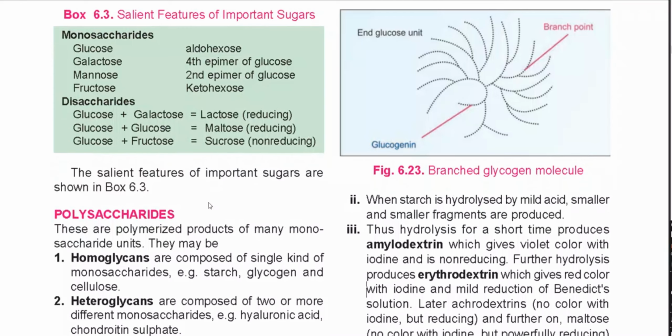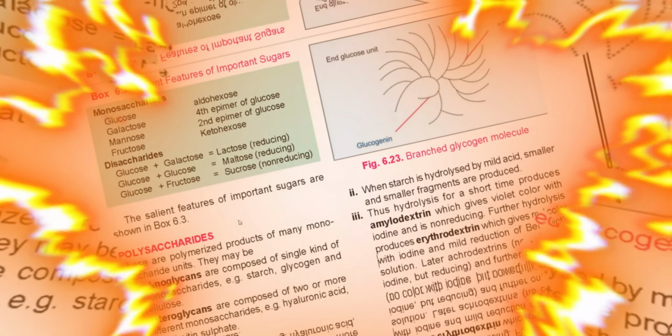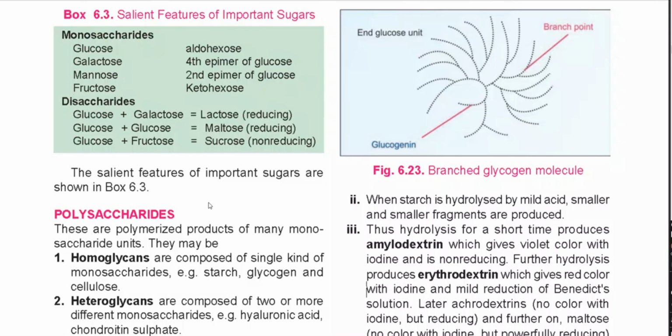We already discussed that a monosaccharide is a single sugar, and when two monosaccharides combine with glycosidic bonds they form disaccharides. After that come oligosaccharides, with 2 to 10 monosaccharide units, and whenever there are more than 10 monosaccharides, they produce polysaccharides. These are the polymerized products of many monosaccharide units, which are called polysaccharides.